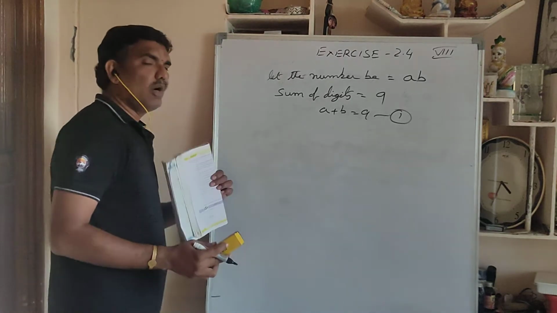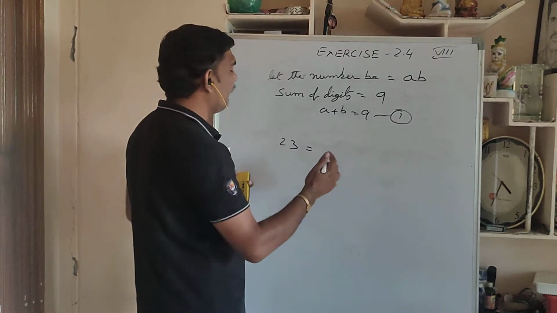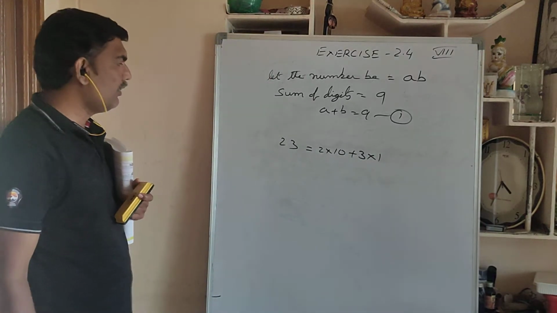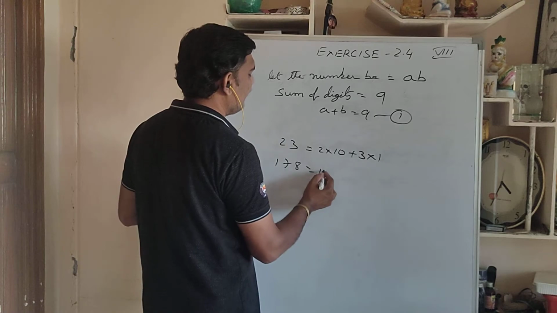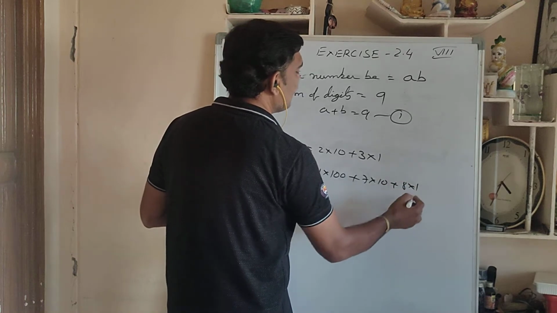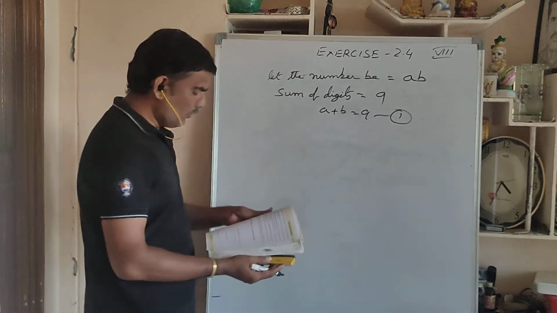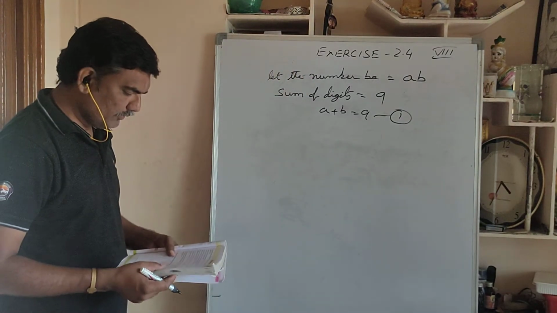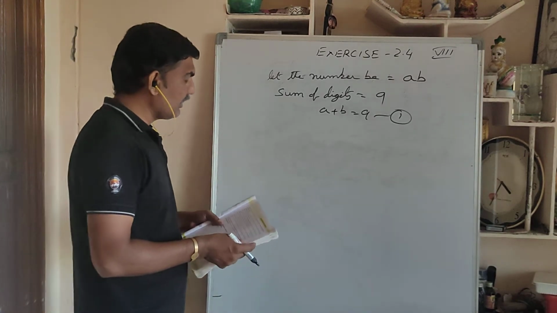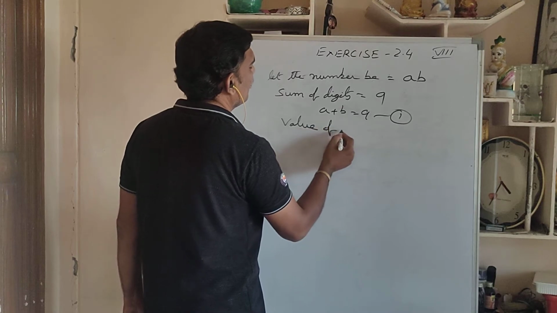Then, in lower classes, you learnt how to write the value. 23 in expanded form is 2 into 10 plus 3 into 1. Can you write it or not? If I write 178, 1 is in the hundreds place, 7 is in the tens place, 8 is in the units place. So it is called the expansion form or its value. Now what I want to write is the value of the number, if 27 is subtracted from the number, its digits are reversed.